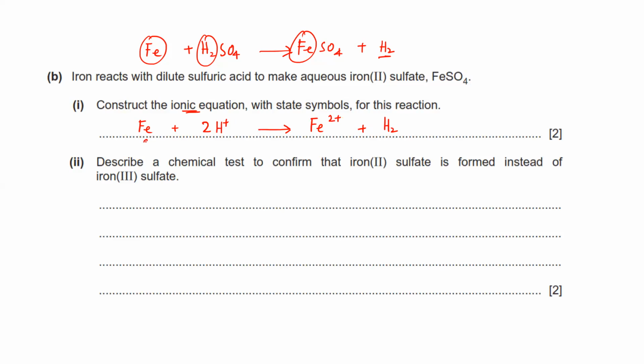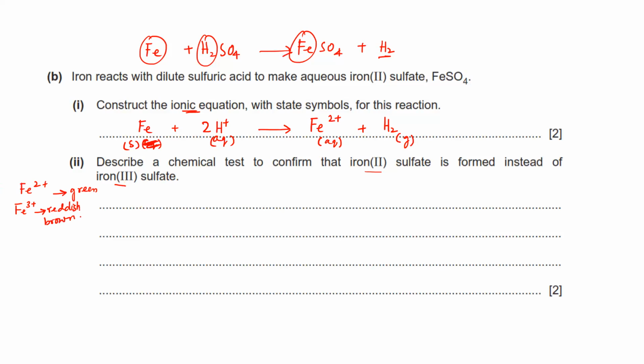So this is dilute sulfuric acid, this is aqueous. This is iron, so this is solid. This is again an aqueous solution and this is gas. So this is how the equation goes, and I have written the balanced equation over here. Now it says chemical test to confirm iron 2 sulfate is formed instead of iron 3. So remember, with iron 2+ the precipitates are green, and with iron 3+ the precipitates are reddish brown.